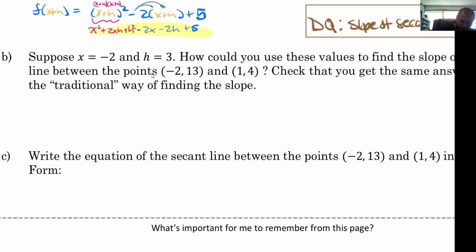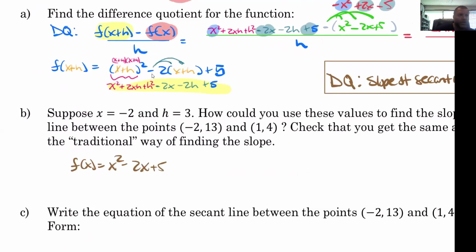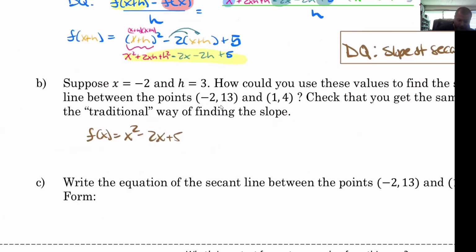So for starters, we know that f of x was equal to x squared minus 2x plus 5. So if I plug in -2, I should get 13 back out. Let me just make sure I don't have any typos here. -2 squared minus 2 times -2 plus 5. That's going to be 4, 9 plus 4, so that's 13. Right, so that point works out.